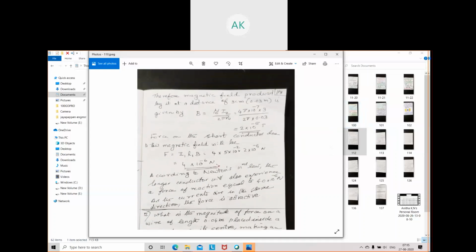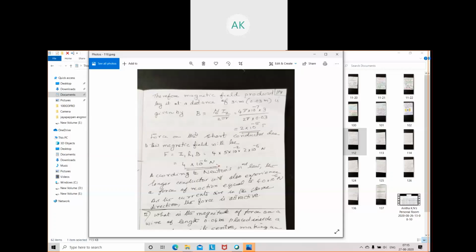Therefore, the magnetic field produced by it at a distance of 3 centimeter is... So you can use two formulas. Either first find the magnetic field and then find the force, F equal to BIL formula. Or you can use the formula that you have studied, mu0 by 4 pi 2 I1 I2 by R, force per unit length, into length of the short conductor.